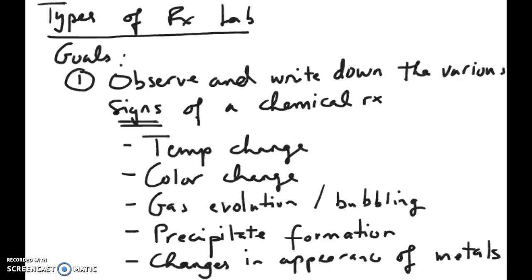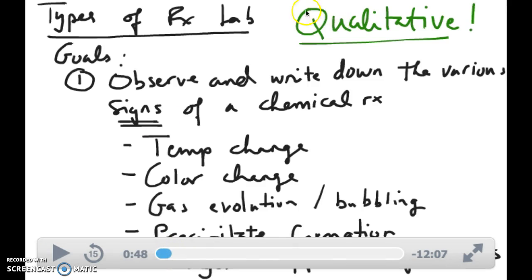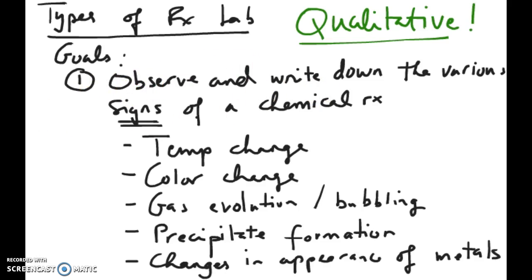Hi everyone. Today I'm going to talk about the lab that we're going to be working on this week, and this lab is called the Types of Reaction Lab. And this is actually a fairly straightforward lab. Unlike other labs that you've been working on, this is going to be a qualitative lab, so you're only going to be observing and writing down signs of chemical reaction.